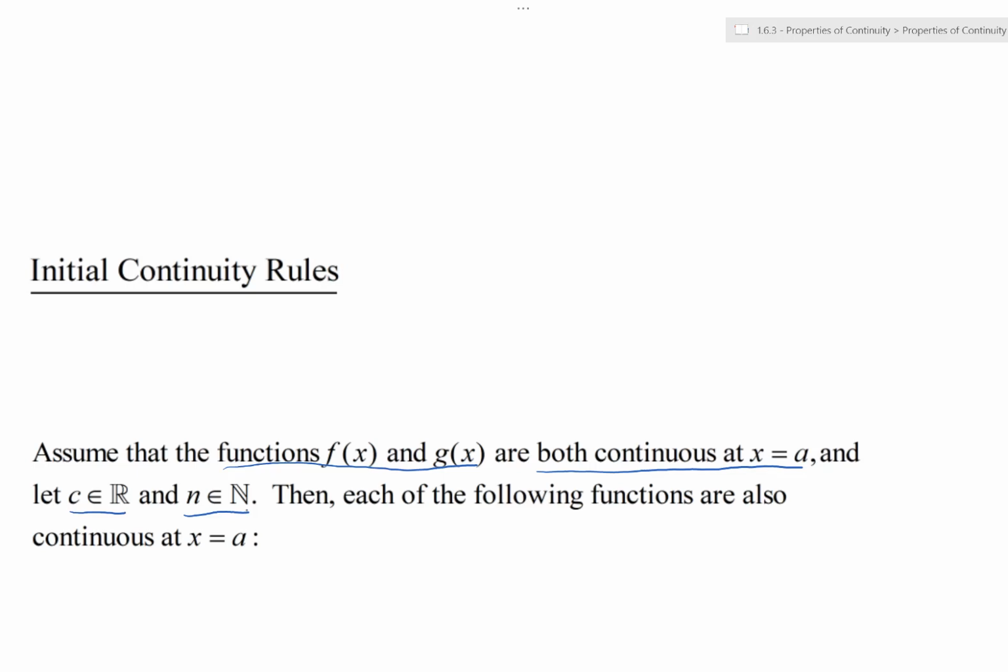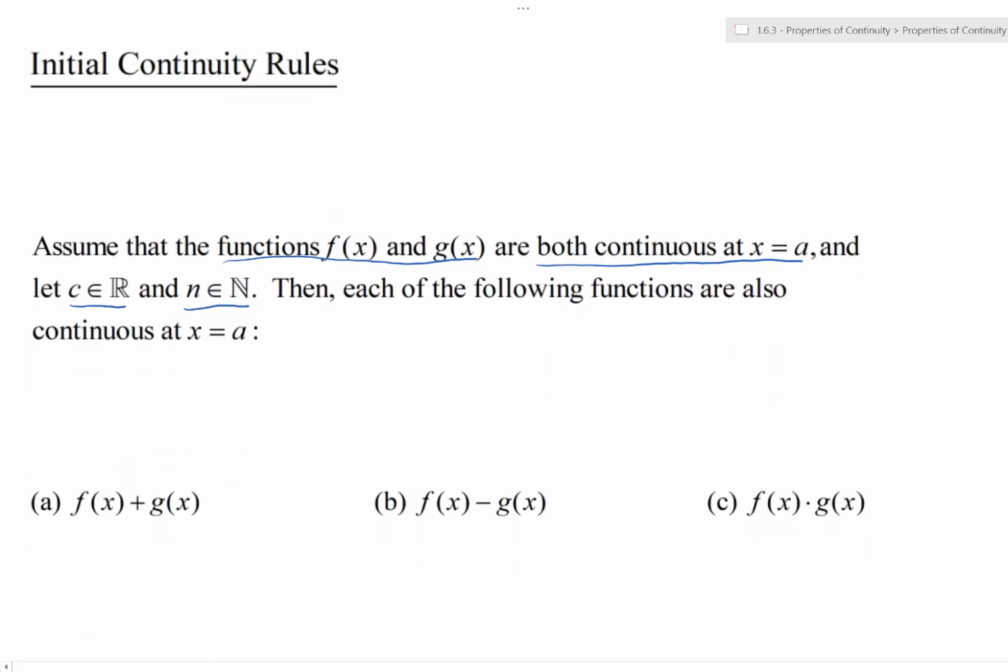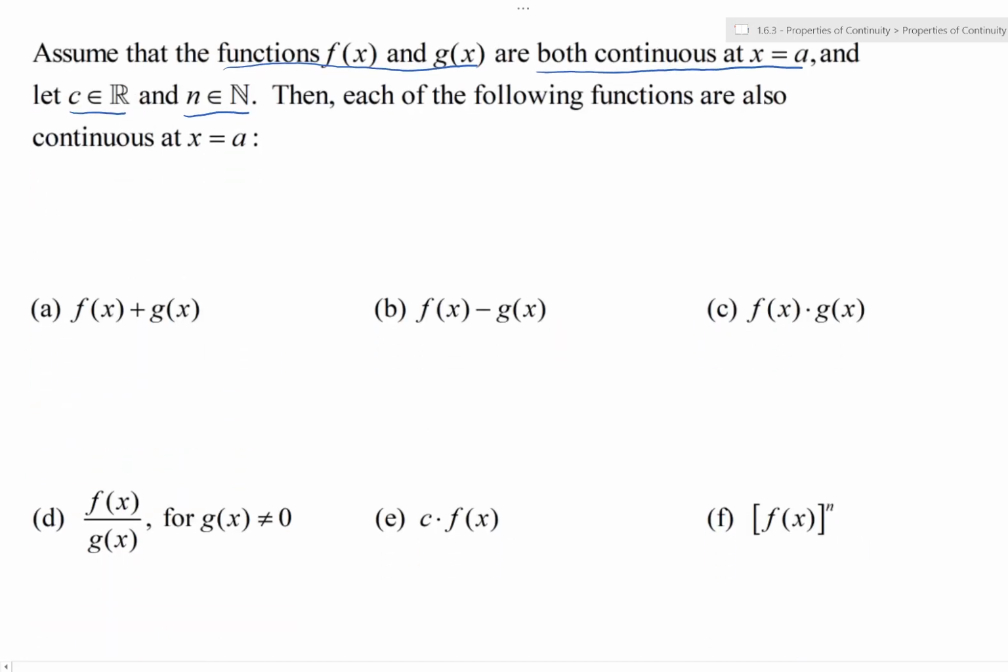Okay, so backtrack a little bit. F of x, g of x, both continuous at this location x is a. We've got c is just some real constant, and n is a constant, but it's a positive whole number. Then, if that's true, each of these functions right here, as we're going to see, is going to be continuous at x is equal to a as well, assuming, of course, f and g are both continuous at x is a.